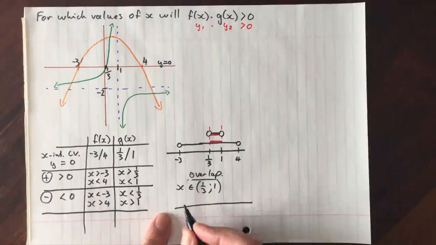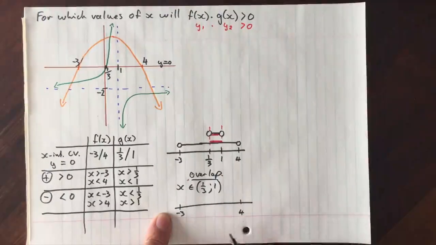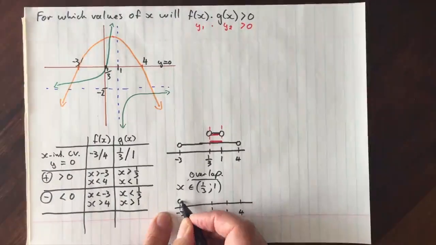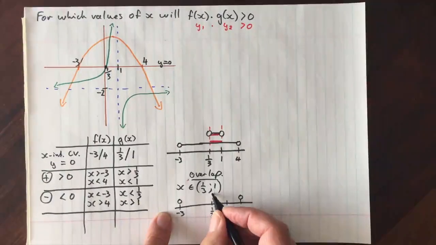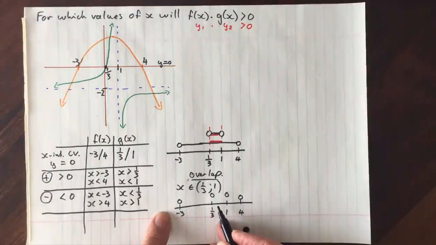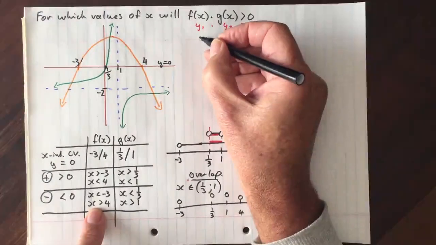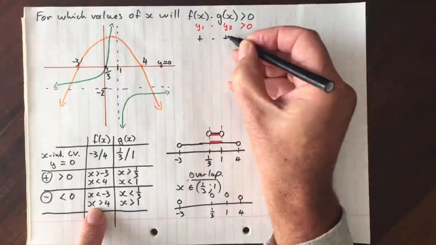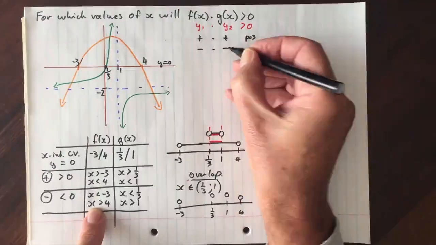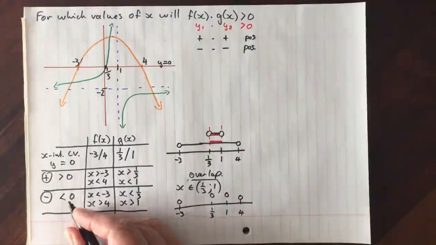Let's try the other one. So it's the -3, 4, third, and 1. There's my critical values over there. Okay, for f and for g. Right. We're multiplying now the negatives. Remember, positive times positive gives me a positive answer. A negative times a negative gives me a positive answer as well. So that's why we're going to do these two.